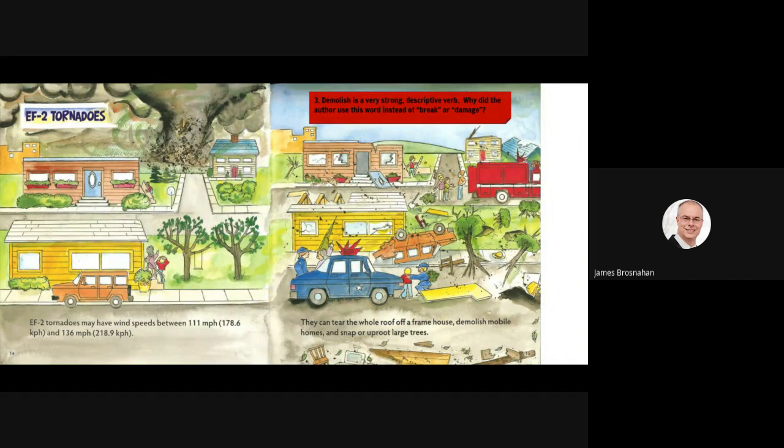EF2 tornadoes may have wind speeds between 111 miles per hour, 178.6 kilometers per hour, and 136 miles per hour, which is 218.9 kilometers per hour. They can tear the whole roof off a framed house, demolish mobile homes, and snap or uproot large trees. Number 3, demolish is a very strong descriptive verb. Why did the author use the word instead of break or damage?